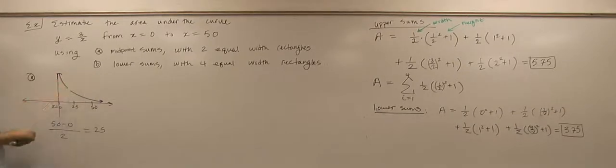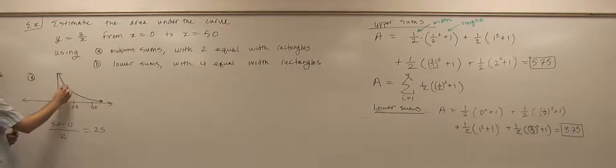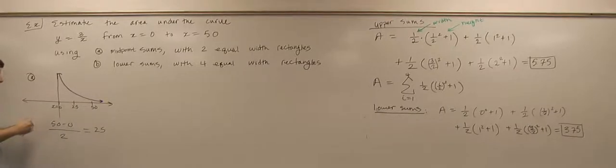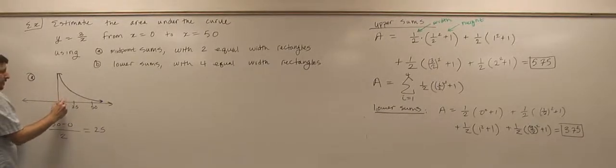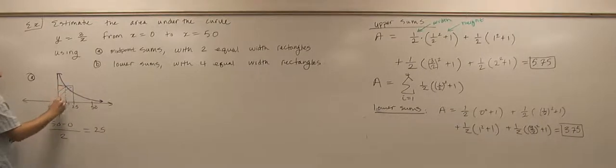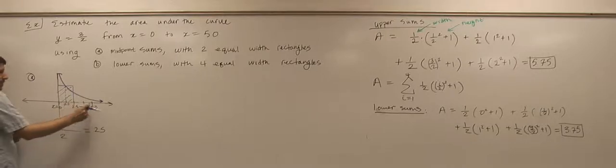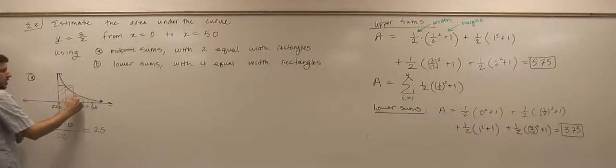But let's do midpoint first, and then we'll do lower. So how would I do midpoint here? I have to find the midpoint of my first rectangle, which will be 12.5. And then I have to go up and draw a rectangle. Now I find the midpoint of my second rectangle between 25 and 50, 37.5. Draw another rectangle.